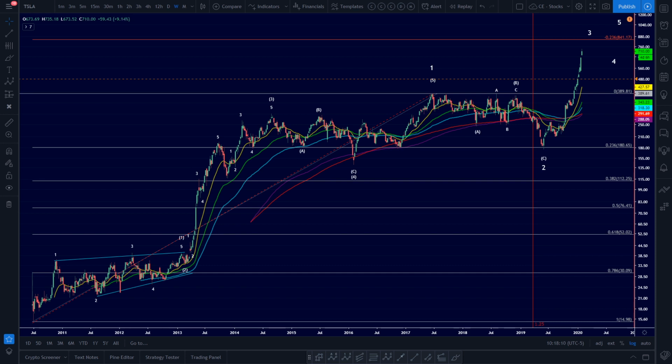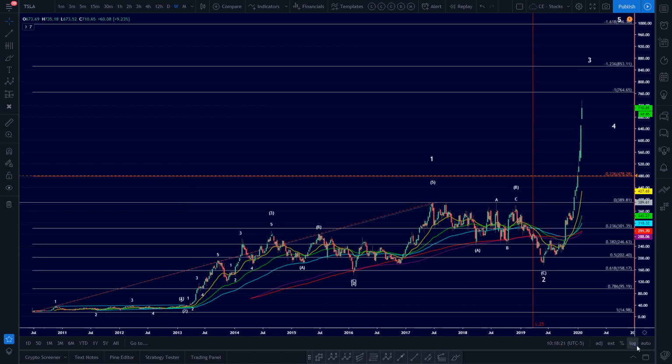So let's go ahead and take a look and see what my current count is here on Tesla. And I'm looking at the logarithmic chart. I do believe that I can get a lot more subdivision and just see this a lot more clearly on a logarithmic chart. Because if you go to a linear chart, it's very, very hard to count any of this.